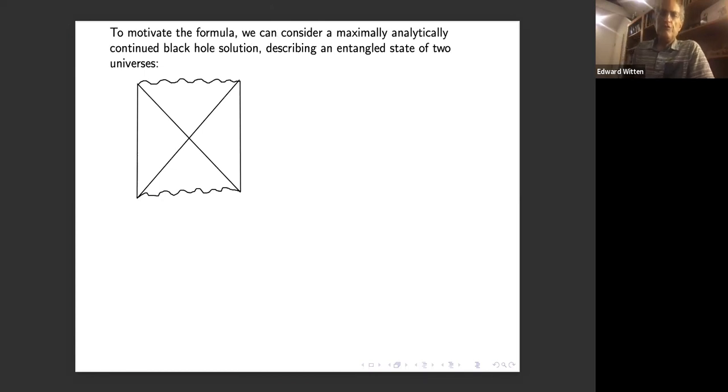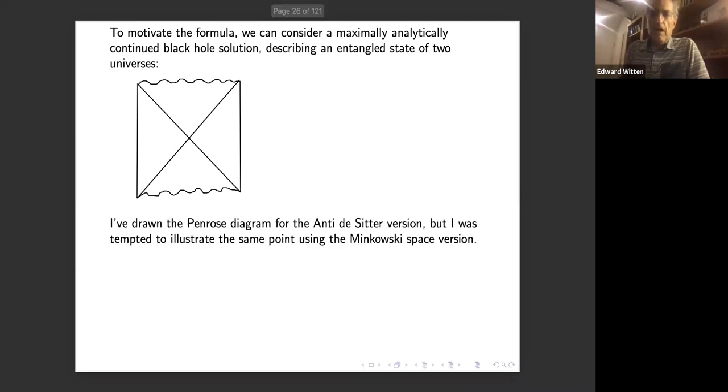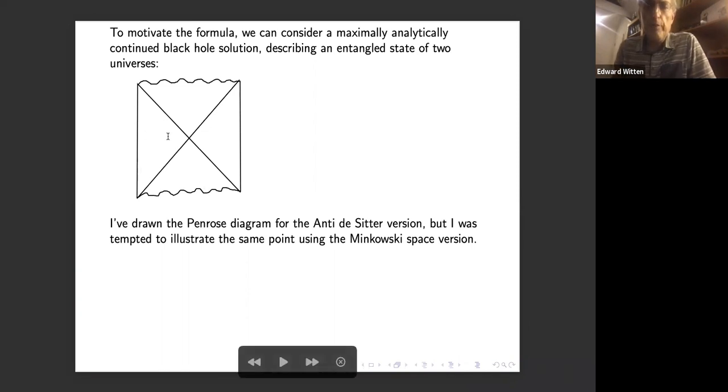Now, to motivate the formula, we can consider a maximally analytically continued black hole solution describing an entangled state of 2 universes. I've drawn the Penrose diagram for the anti-de Sitter version, but I was tempted to illustrate the same idea using the Minkowski space version. Now, I know you're probably not all familiar with this picture, although probably many of you are. So I'll try to explain it briefly.